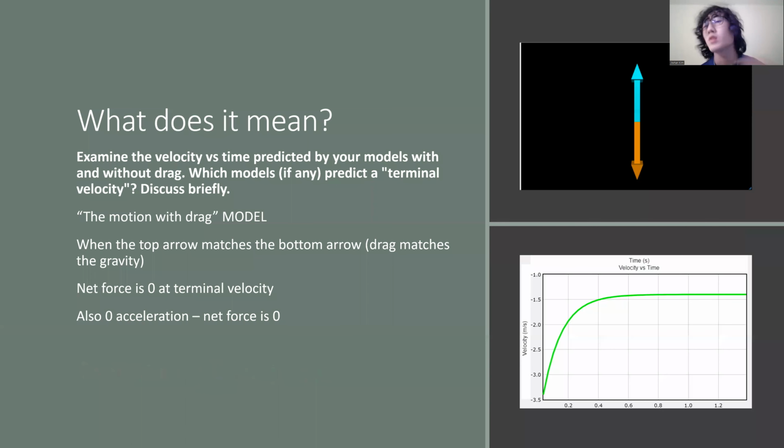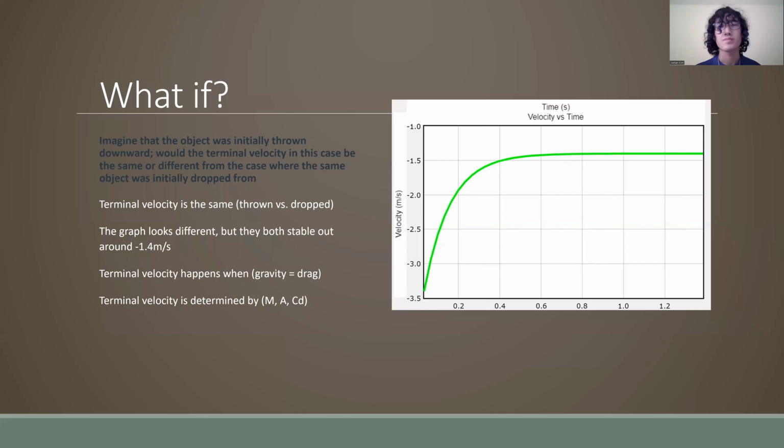So I just answered the what-if questions from lab 2 as well. For the what-if questions, examine the velocity versus time, predicting the models without drag. This is the motion with drag model. And when the top arrow matches the bottom arrow, the net force is 0. Then it reaches the terminal velocity, which is like the max speed, and in this case the net force is 0.